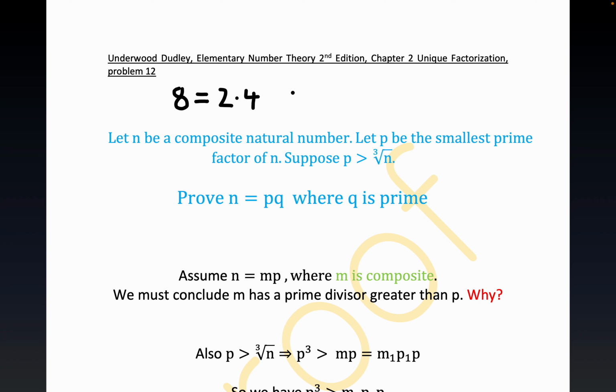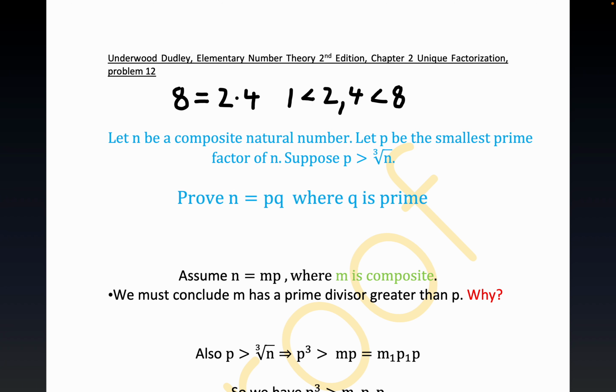are both strictly between 1 and 8. Okay, so 1 less than 2, 4 less than 8. And that's what we mean by a composite number. If you have divisors other than 1 and the number itself, you are considered a composite number. It's the opposite of prime. And again, 8 is just an example of a composite number.